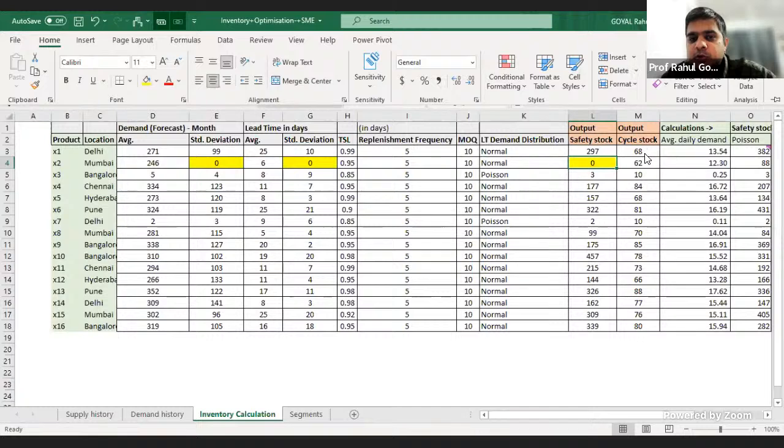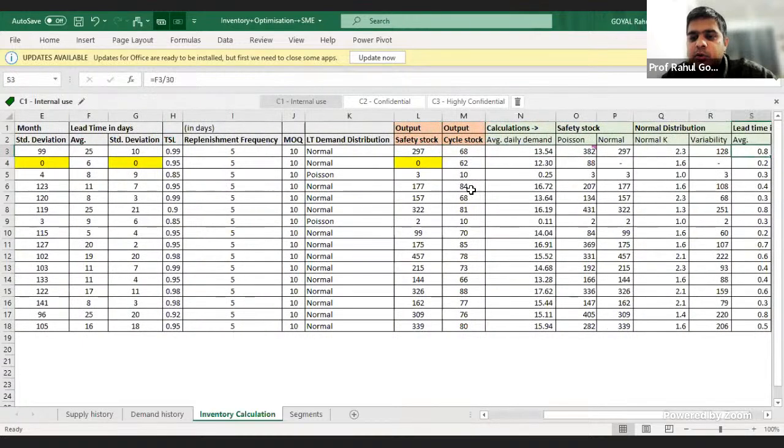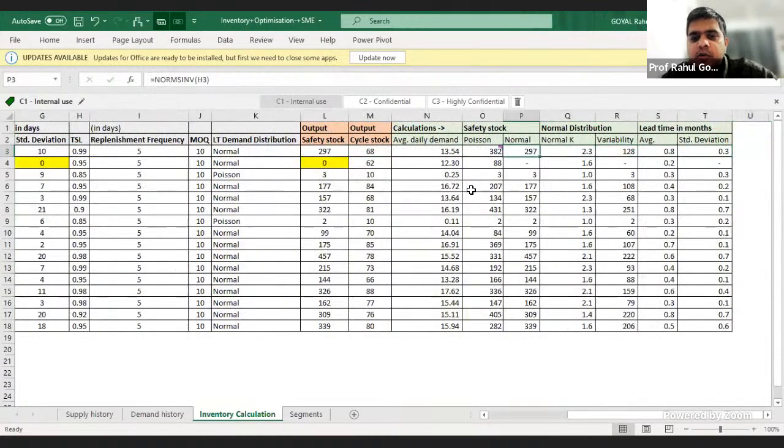What you only need to carry is a cycle stock. And what is a cycle stock here? Cycle stock is the equivalent of 5 days of demand, right? So wherever there is a deviation in lead time and deviation in demand, there is where you need a safety stock, right? So if you look at safety stock, again it's simple, like we have understood. So we calculate the Z score, right?